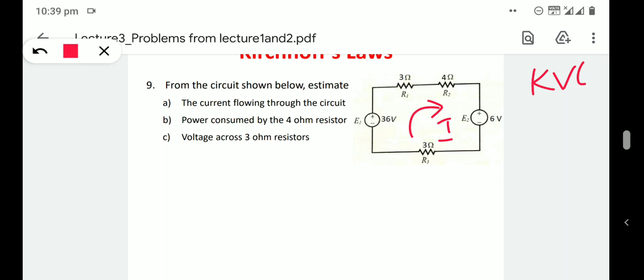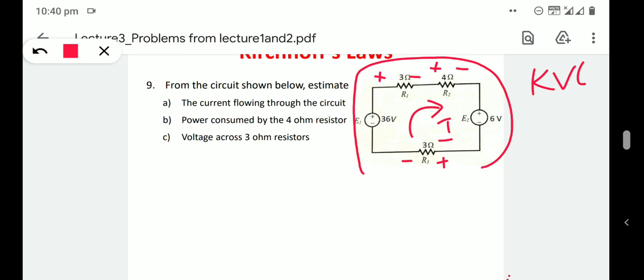Since the direction of current is this, the polarity of voltage drop across R1 will be left side plus, right side negative, because current is flowing from left to right. Then for R2, again left side plus, right side minus. For R3, right side plus, left side minus. This will be the polarity. Then apply KVL and analyze the circuit like this.